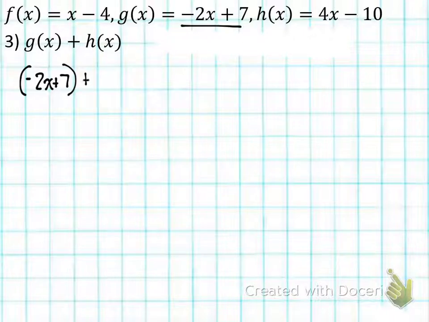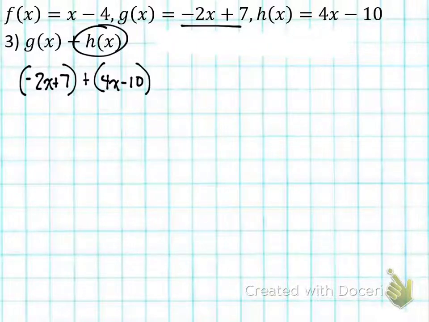Plus 4x. Okay, good. So we have h of x, which is 4x minus 10. Good. And remember, it's inside its own parentheses, right? Always replacing the whole function. Okay, so let's work this out. What's negative 2x plus 4x? 2x, good, right? And then we have positive 7 plus negative 10 is? Negative 3. Good. Here's our answer.